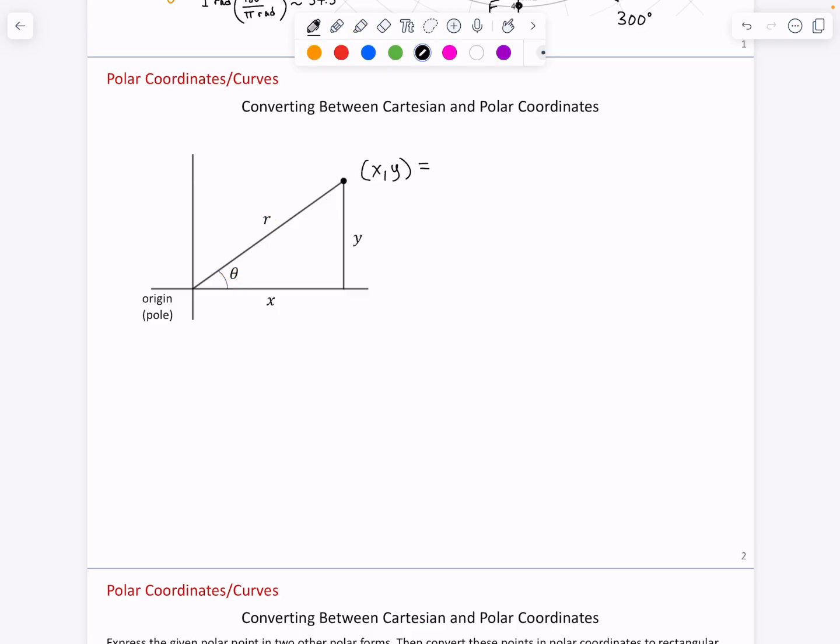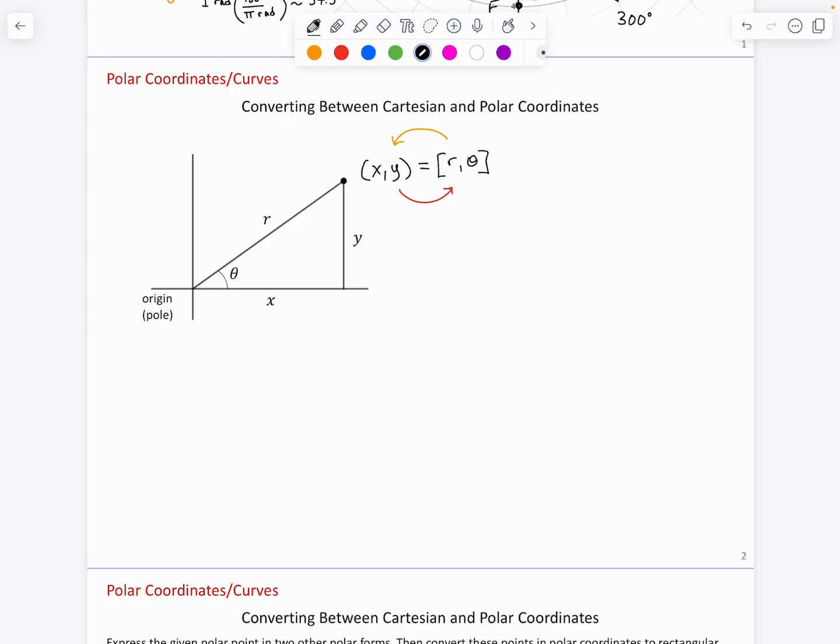So in polar coordinates, it would be bracket r comma theta. Also notice that when talking about polar coordinates, sometimes the origin is referred to as the pole. So we want to learn how to convert between these systems. If you know the polar coordinates r, theta, how do you find the rectangular coordinates x, y? And then similarly, if you know the x, y coordinates, how would you go about finding the polar coordinates?